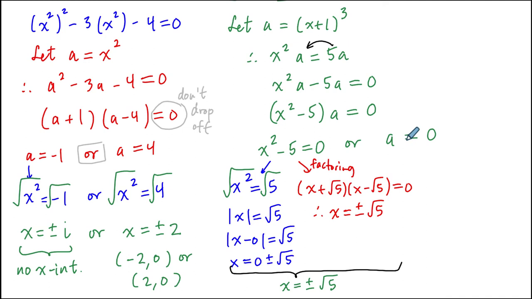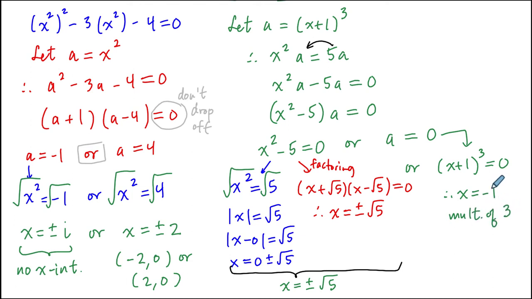Now the third case is really only the second equation, and we have to back substitute a with (x plus 1) cubed. If we do that, I'm just going to write it over here so that it doesn't get in the way. We get (x plus 1) cubed, which is a factor of x plus 1 with a multiplicity of 3, and therefore the zero or the root is x equals negative 1 with a multiplicity of 3.